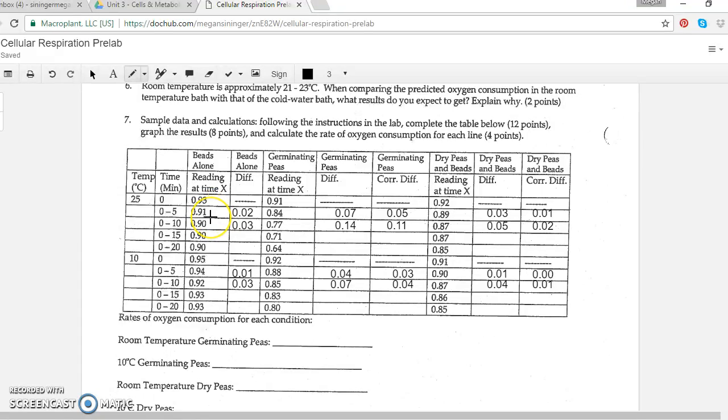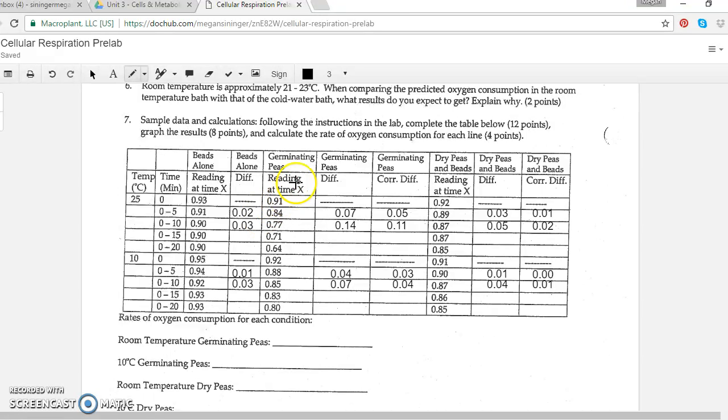But when you read it at 0.91, technically that would mean that the beads alone vial has consumed 0.02 milliliters of oxygen. But we know that that's not the case, right? Because that is the control after all, and it can't be due to metabolism. So this is the value that is eventually going to have to be subtracted out when we do the calculations for the germinating peas and the dry peas and beads. Okay, so let's talk about that.